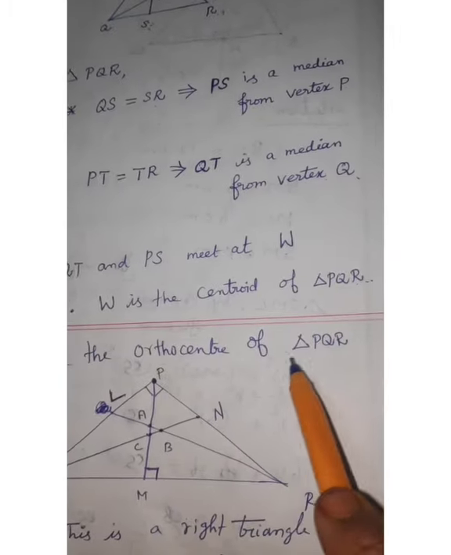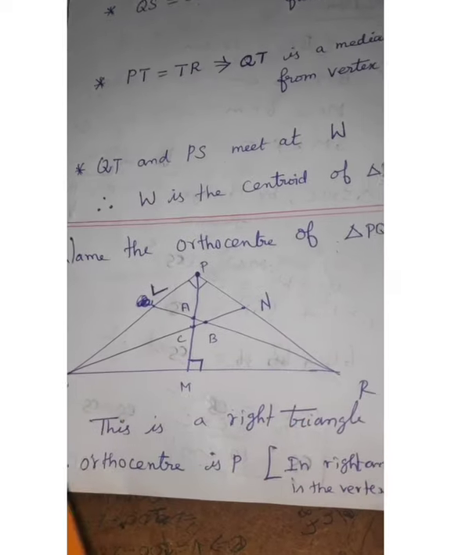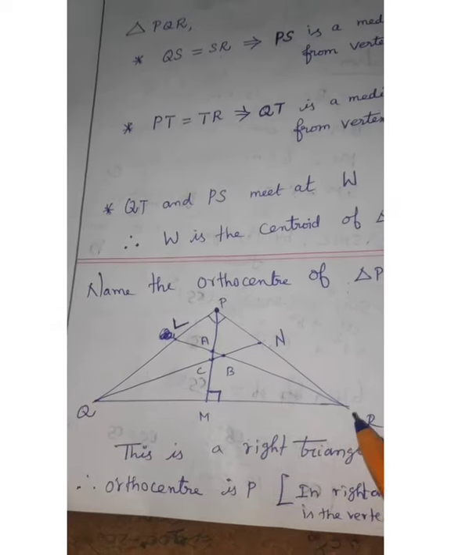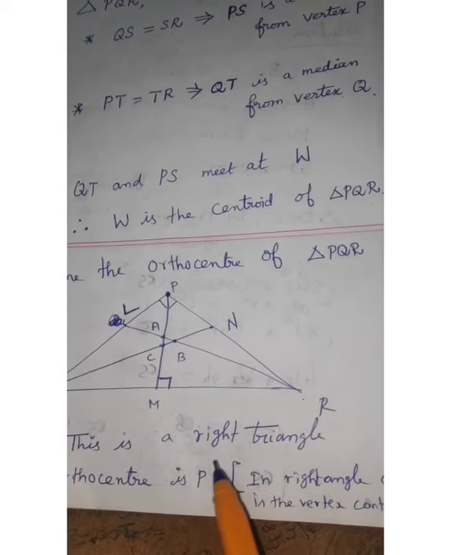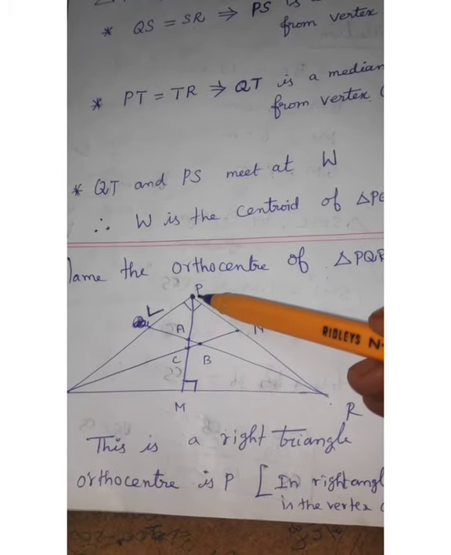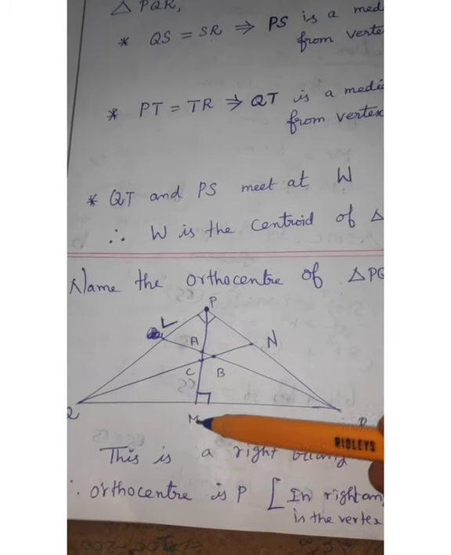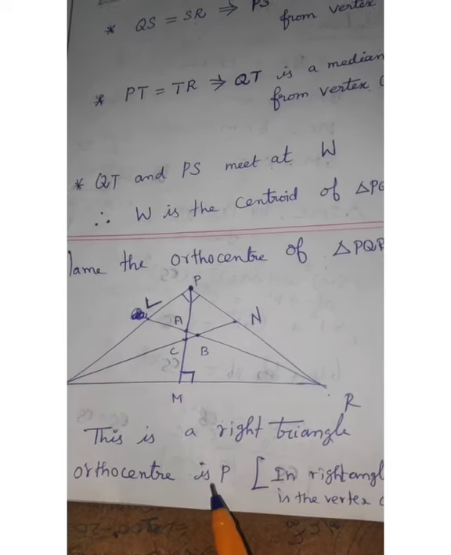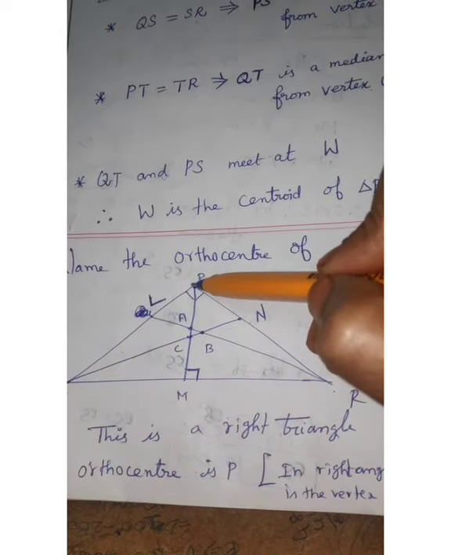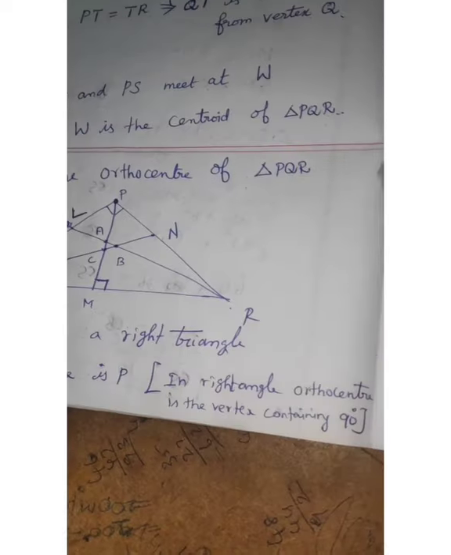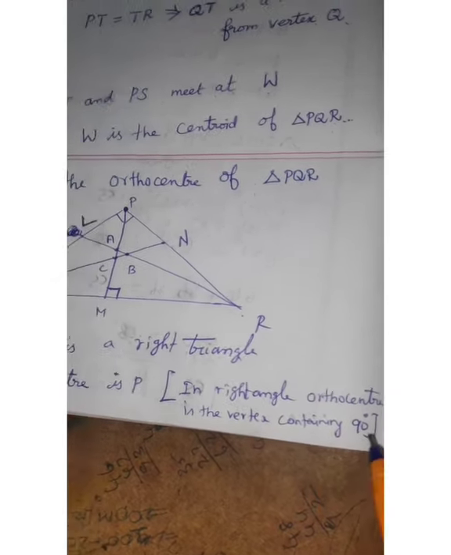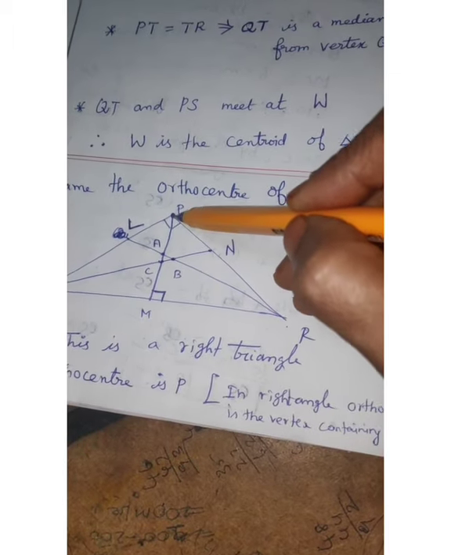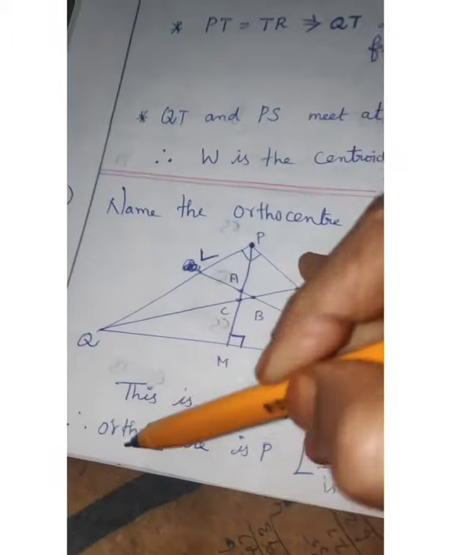Name the orthocenter of triangle PQR. PQR is a right angle triangle. Why? PM is the median of the QR line. This is the right angle triangle. What is the orthocenter here? P is the orthocenter. In a right angle triangle, the orthocenter is the vertex containing the 90 degree angle. That is called the orthocenter. So P is the orthocenter.